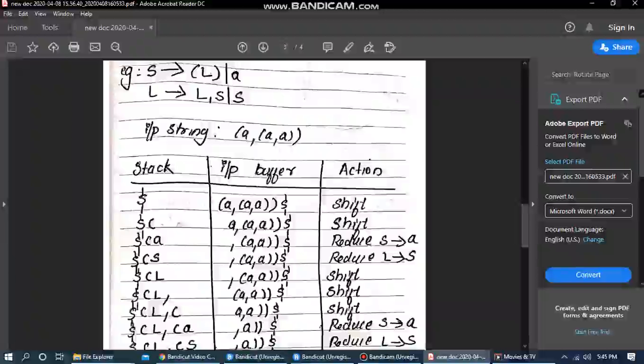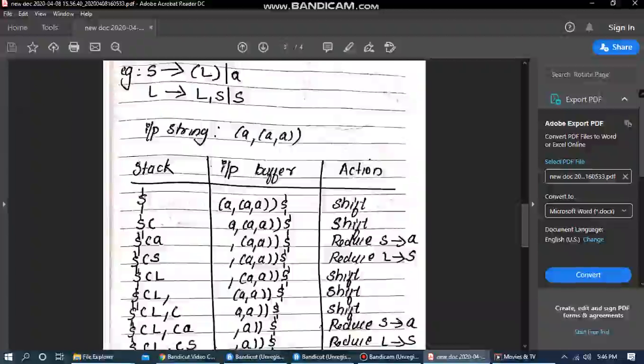Compare open bracket A with the right hand side of the grammar. Is there any A or open bracket A? No open bracket A, only a single A is there, so we can reduce S gives A. The one production of capital letter S is S gives A, another production is S gives open bracket L close bracket. So A can be reduced by S gives A. Okay, you understand? So replace A by S.